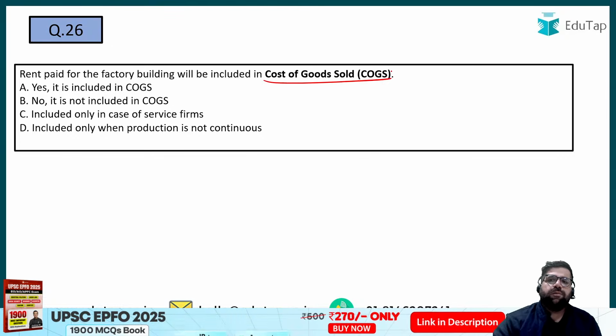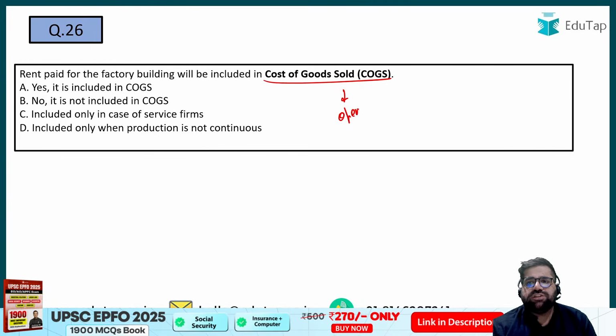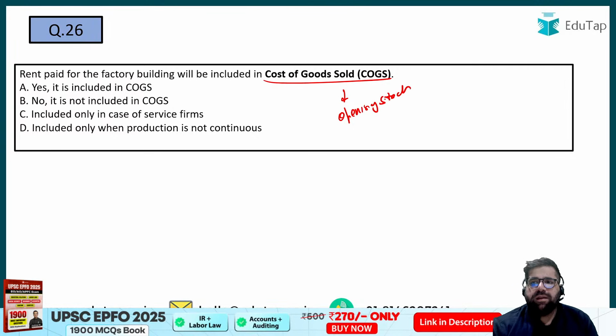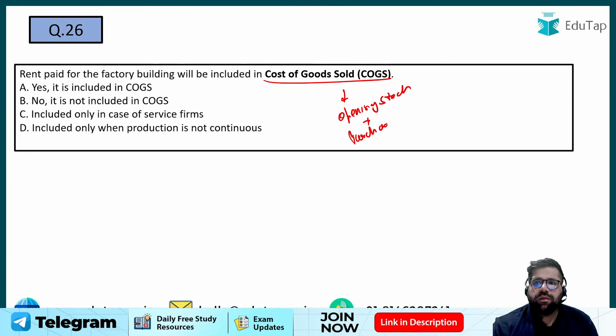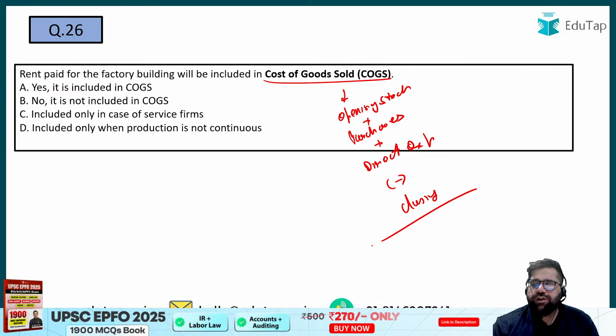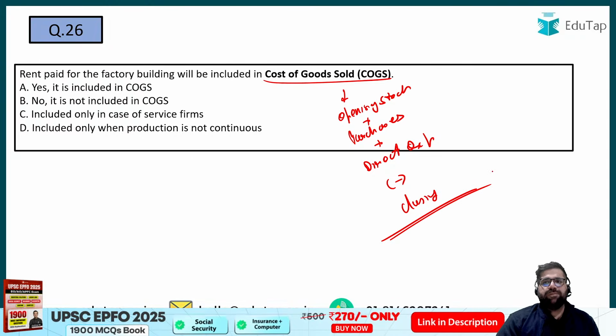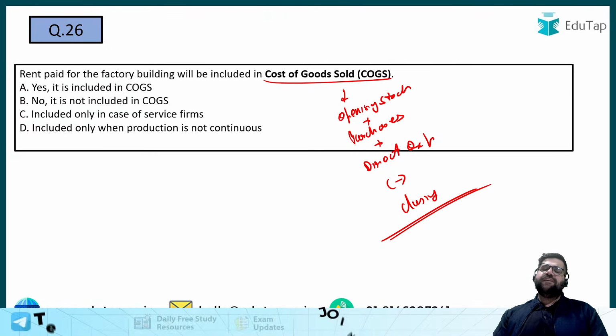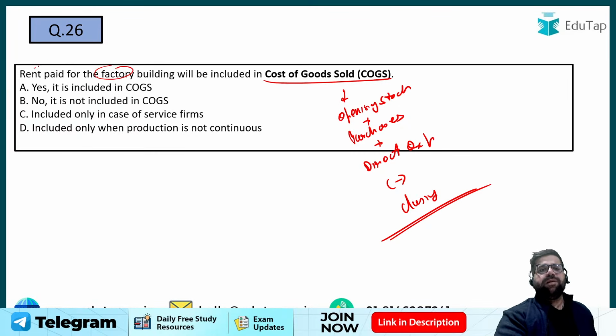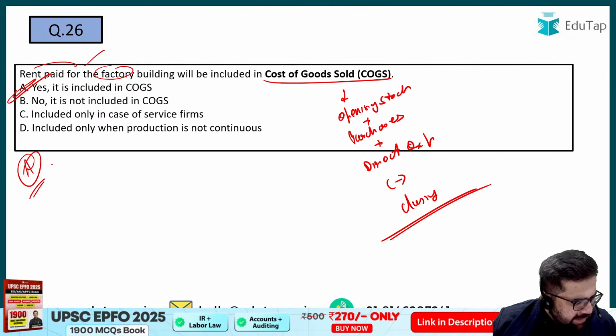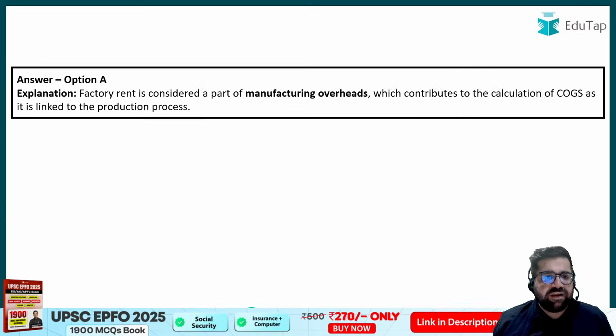COGS, I hope you know the formula also. COGS is what? Opening stock plus purchases plus your direct expenses minus your closing stock. Opening plus purchase plus direct expense minus closing is your COGS. So rent paid for factory, for example rent paid, electricity bill paid for factory, that will be included in COGS. So my answer will be option number A.